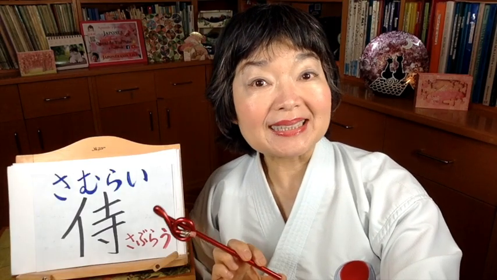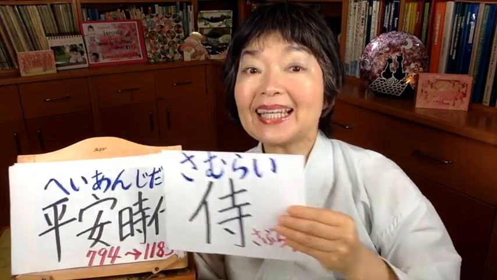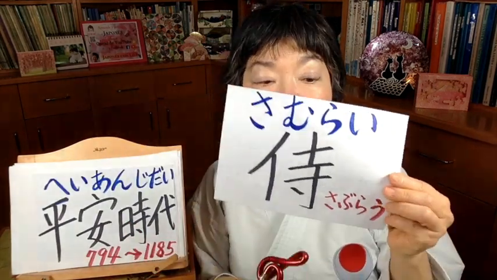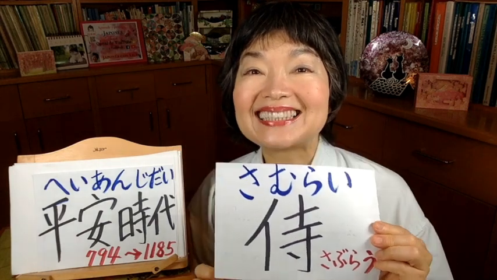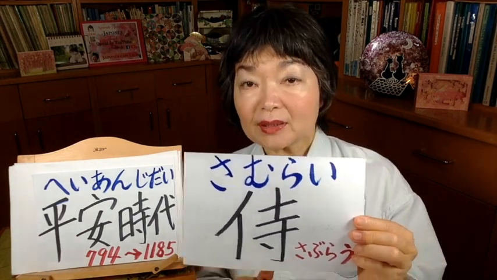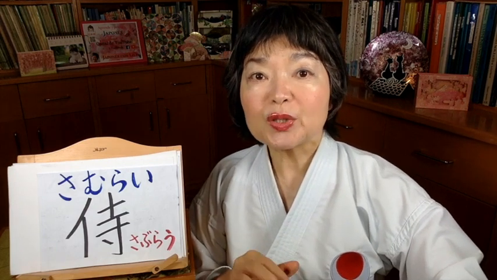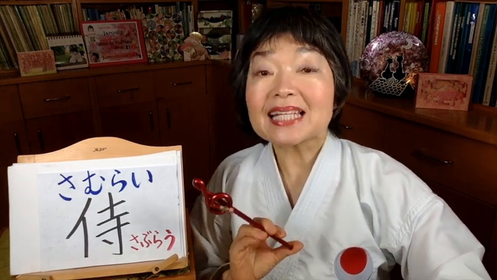So this word samurai, well, actually saburai in the Heian period, these persons were the persons who served the noble. And so it didn't mean that it was the warrior. It didn't have to be a warrior. Everybody who served the noble, that was saburai.